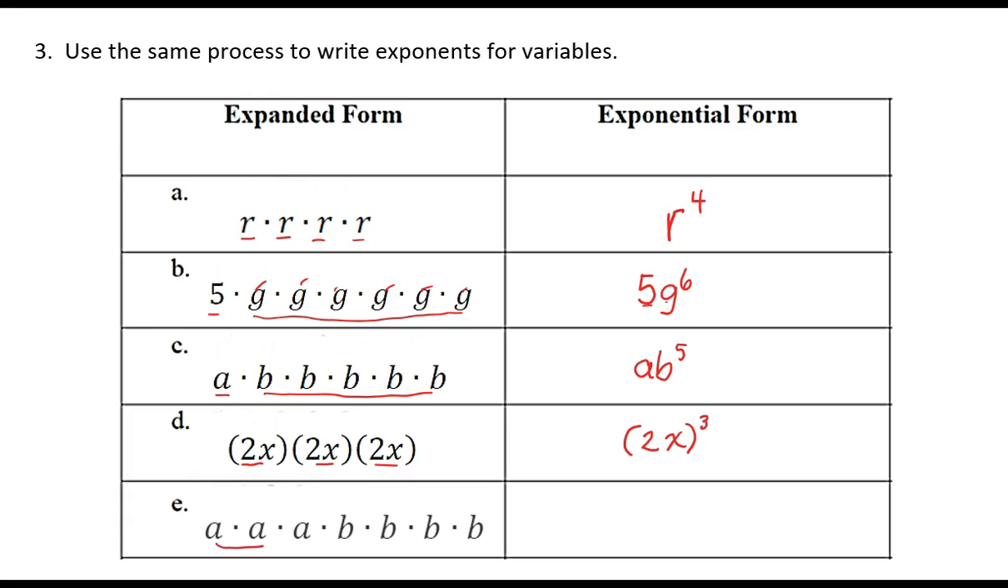And finally, I have 3 a's that are multiplied together, and then we'll multiply that against 4 b's. So we'll say a to the 3rd power times b to the 4th power. And again, since we write those right next to each other, it's implied that they're being multiplied. We don't have to put the dot in between them.